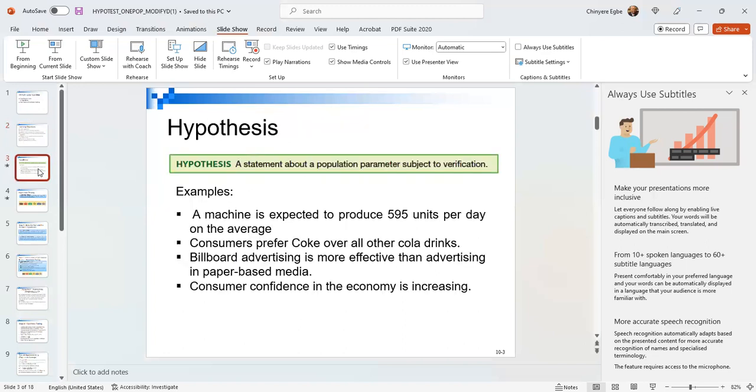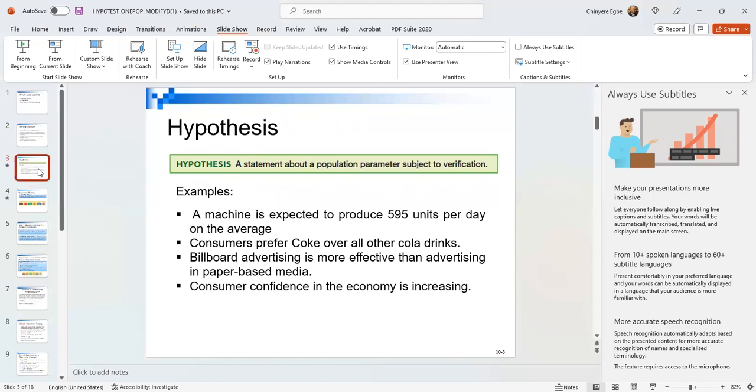All right. Now, here's an example. As I explained to you earlier, in a hypothesis test, you already have an idea what it is that you think the average should be. The average should be so and so, okay? For example, a machine is expected to produce 595 units per day. And so what you do here is you take a sample from the available data.